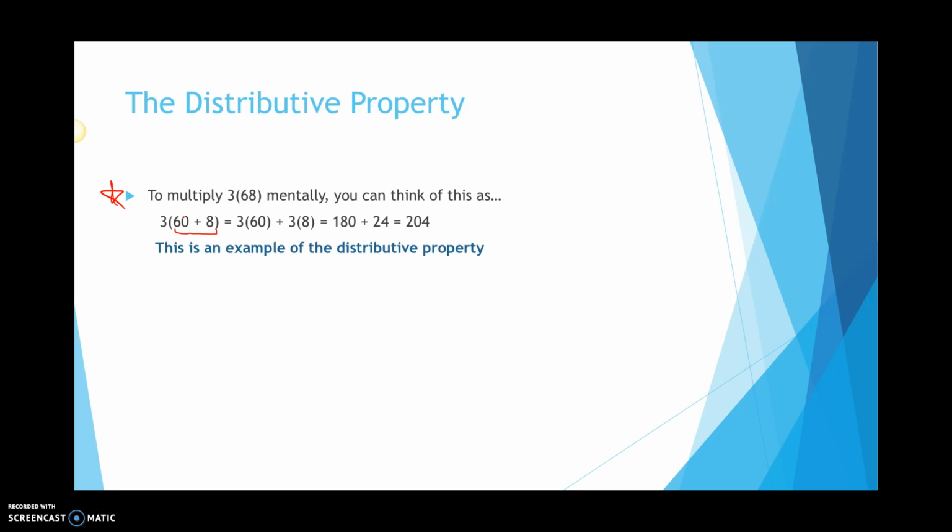So how can we solve this a little easier? Well, notice they did 3 times 60. They distributed 3 times 60, and then they distributed plus the 3 times 8. So 3 times 60 is 180, plus 3 times 8 is 24. And when you add those together, you get 204. So this would be an example of breaking apart a situation and using the distributive property.